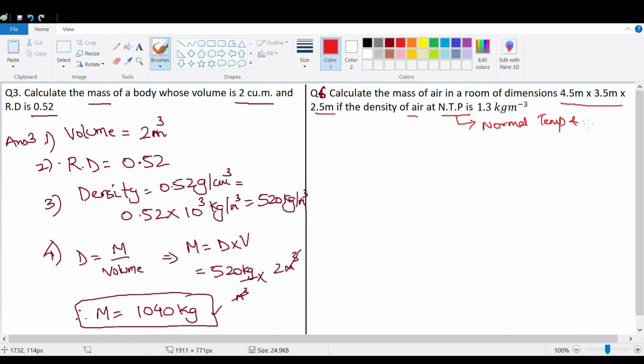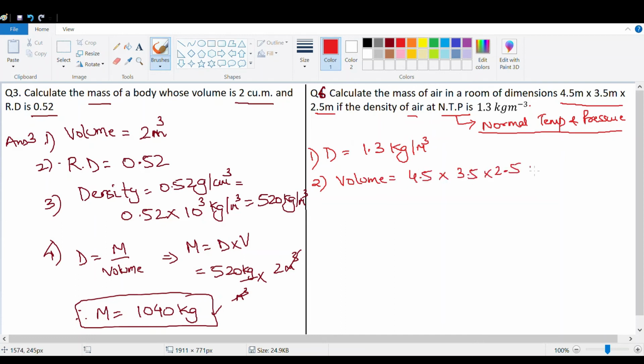So since the volume changes and the density also changes at different temperature and pressure, this is at a normal temperature and pressure, the density is 1.3 kilogram per meter cube. So let's just write the information available. Density is equal to 1.3 kilogram per meter cube. Volume, so let's calculate the volume. Volume is equal to 4.5 multiplied with 3.5 multiplied with 2.5 meter cube.